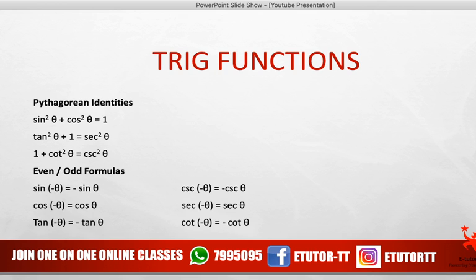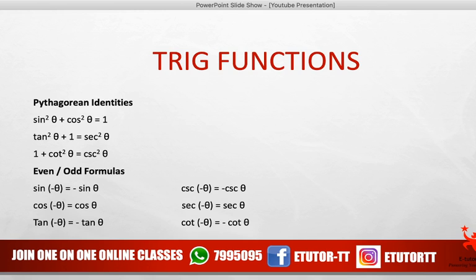Pythagorean identities. Sine squared theta plus cos squared theta equals 1. Tan squared theta plus 1 equals sec squared theta. 1 plus cot squared theta equals csc squared theta.